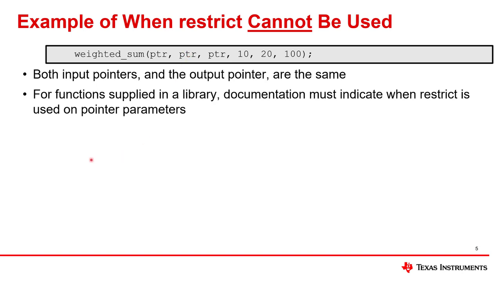If you're somebody who supplies functions in a library, a collection of functions in a library, and you use restrict on some of the pointer parameters in those functions, your documentation has to indicate when restrict is used, okay? So that those who call your functions like this don't do this, okay?